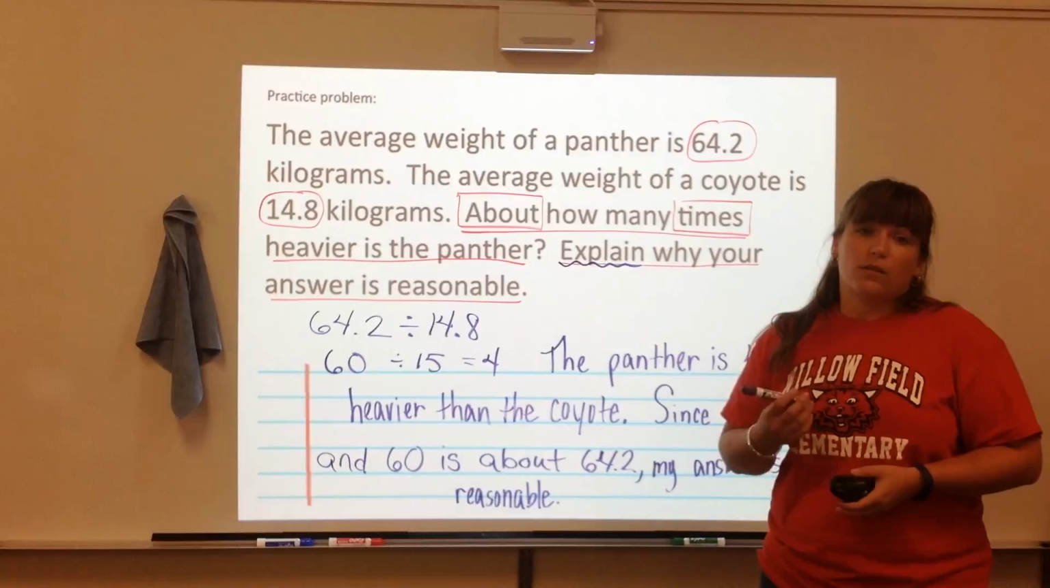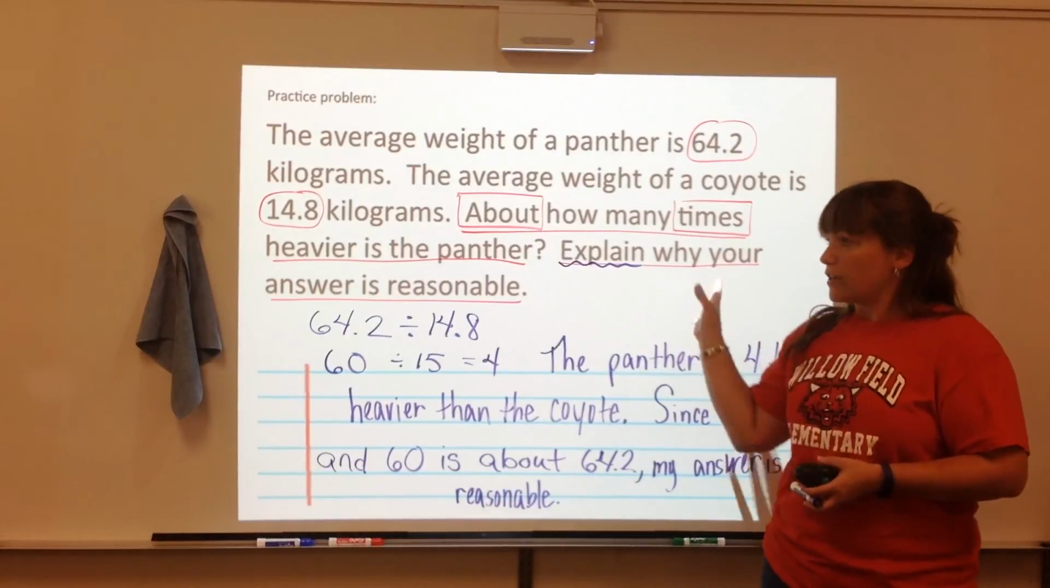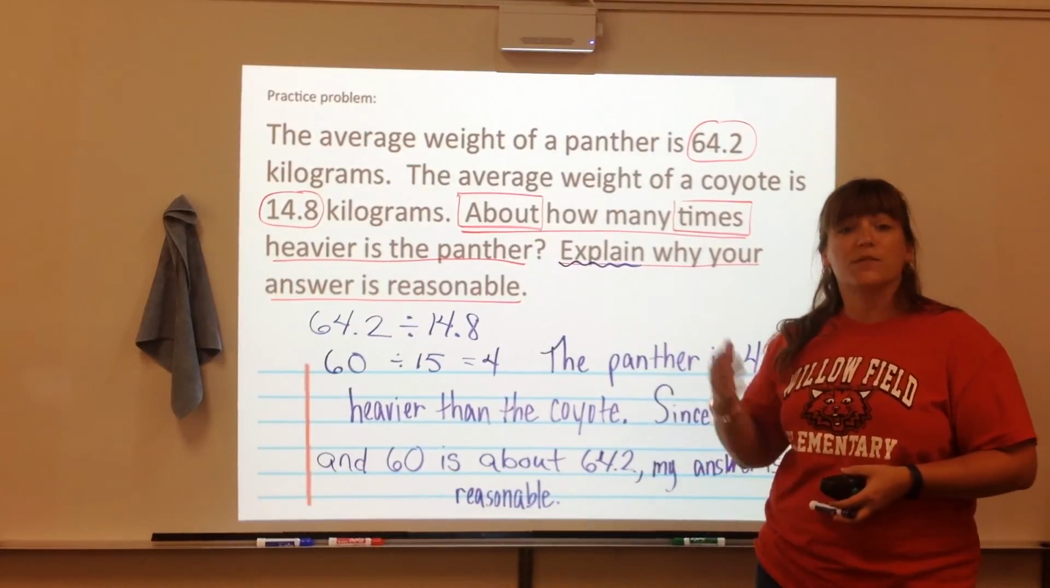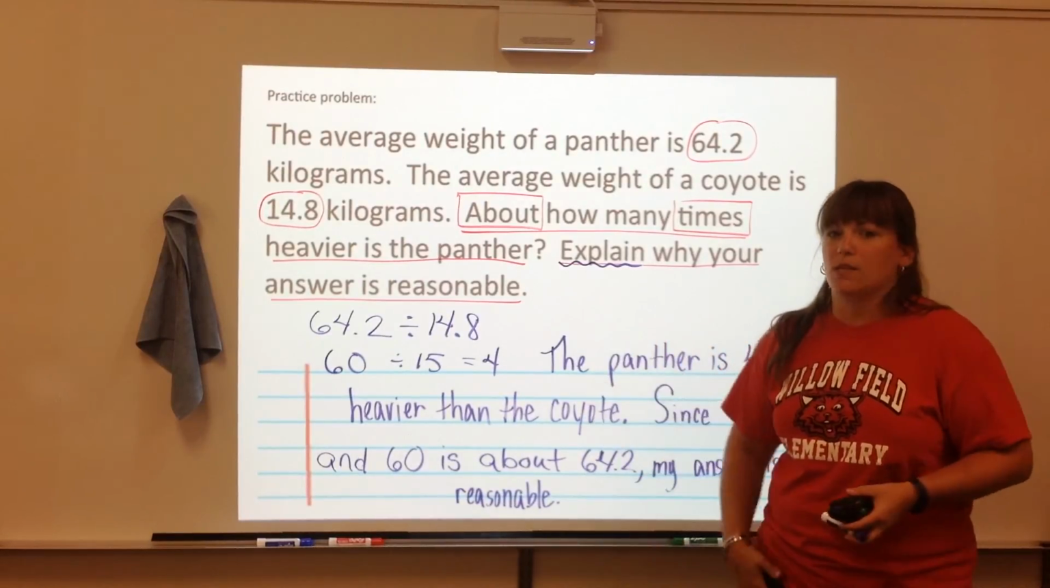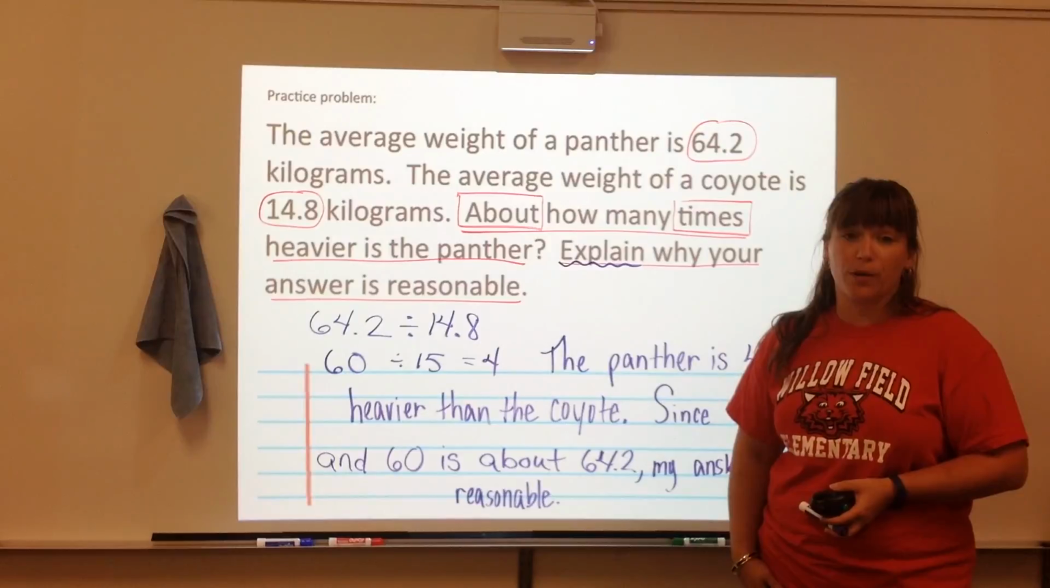Tomorrow in class, we're going to do just estimating quotients. Sometimes they'll be, let's explain why, and sometimes it'll just be, let's just practice estimating with our number sense.